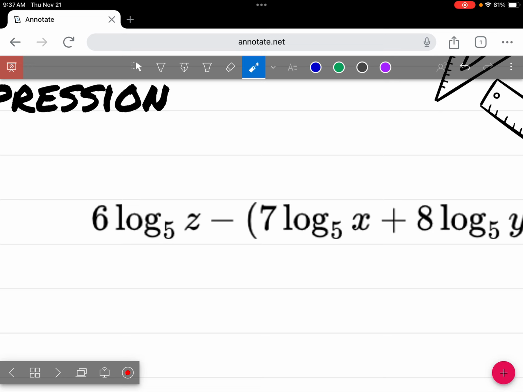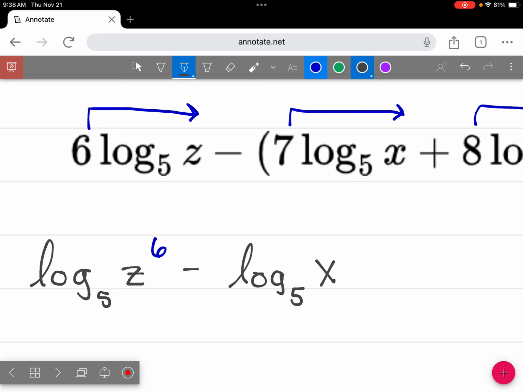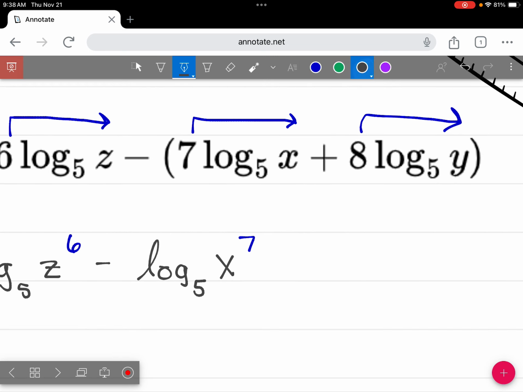So I'm still going to start with my power property, where I take my multipliers up and they're going to become powers. So we're going to have our log base 5 of z to the 6th minus our log base 5 of x to the 7th plus our log base 5 of y to the 8th. And these guys are still in parentheses.